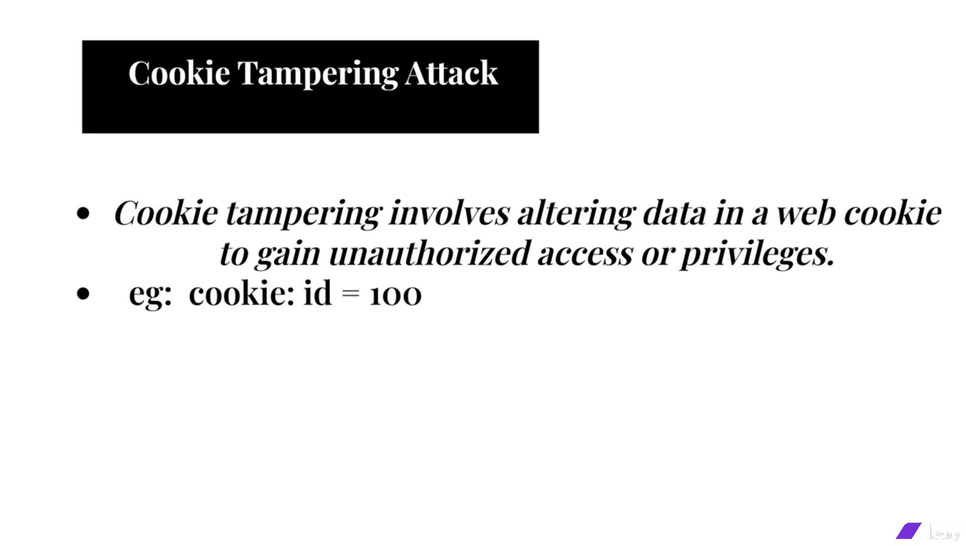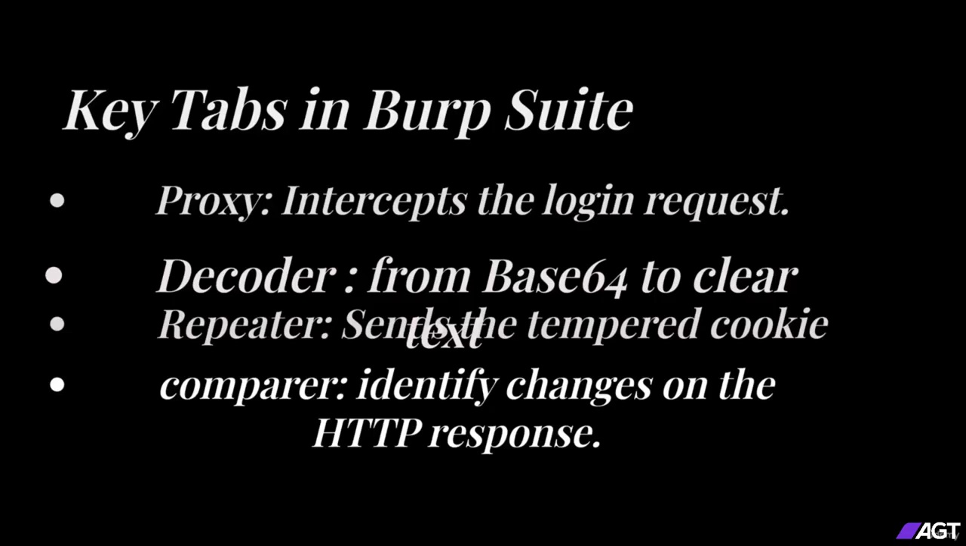To effectively perform a cookie tampering attack using Burp Suite, we'll be using four main tabs: proxy, decoder, repeater, and comparer. So let's dive into each of these tabs and understand their roles in the process. The first step is to intercept a request that contains a cookie. For that, we are going to use the proxy tab. Next we need to decode the cookie value if it is encoded, and for that, we're going to use the decoder tab. Once we have decoded the cookie and understood its structure, it's time to tamper with it.